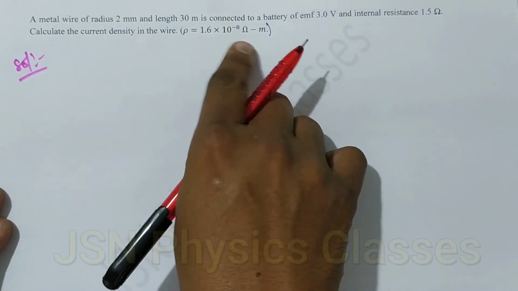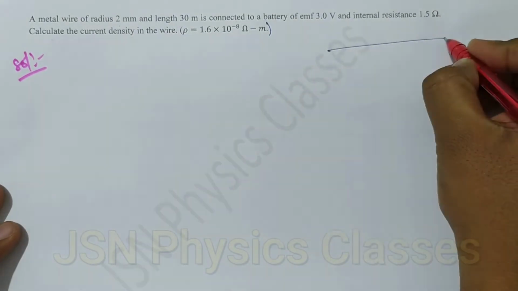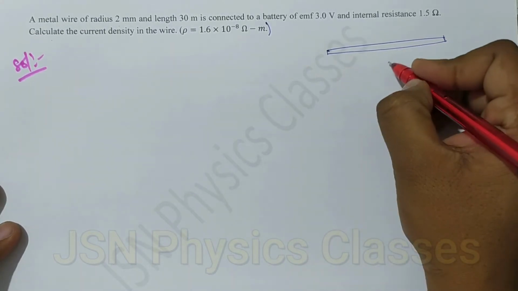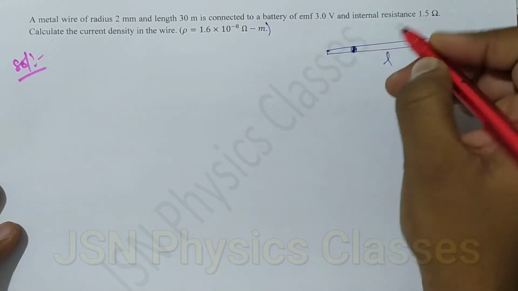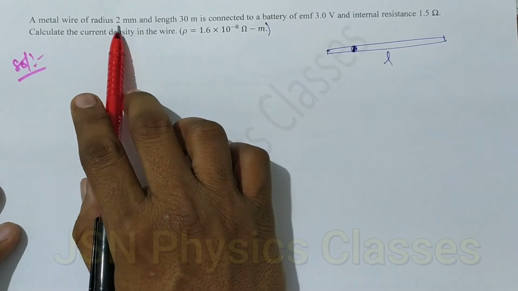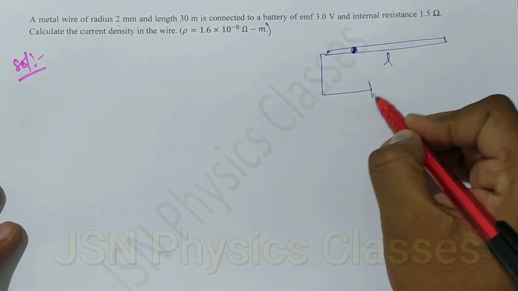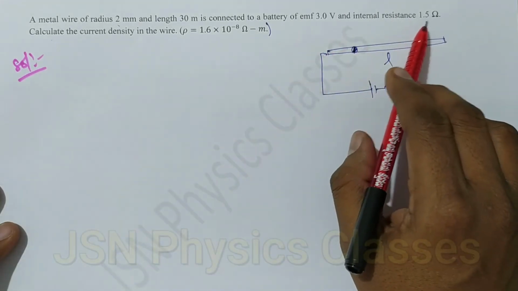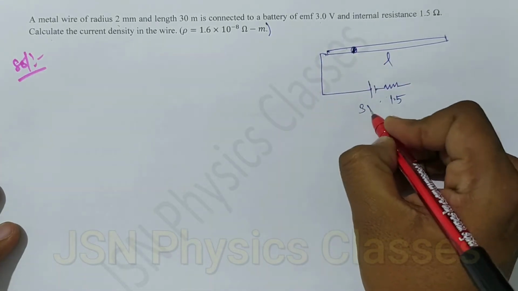The resistivity of the material is already given, 1.6 into 10 to the power of minus 8. So let us consider this is a wire having some length L and area of cross section. The area of cross section you can calculate from the radius, and it is connected to a battery, but this battery also has some internal resistance, that is 1.5. The EMF of the battery is 3 volts.